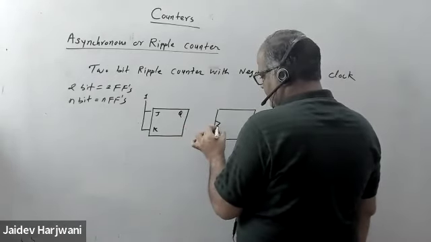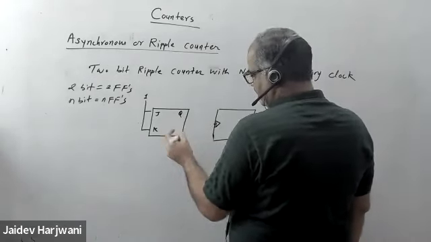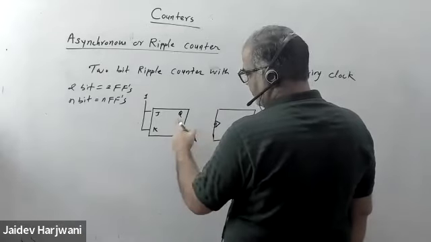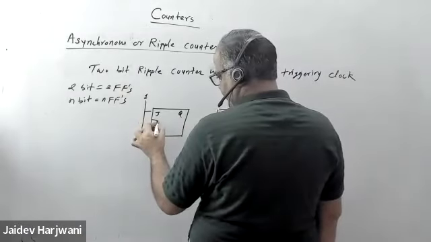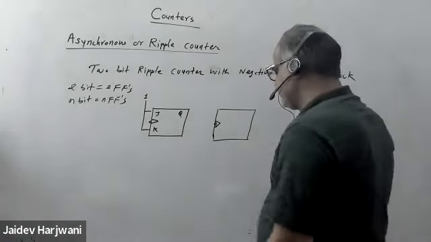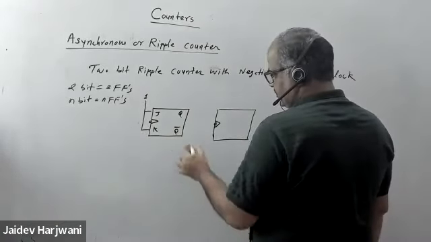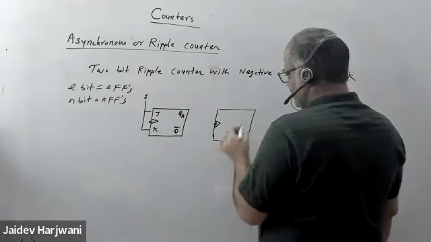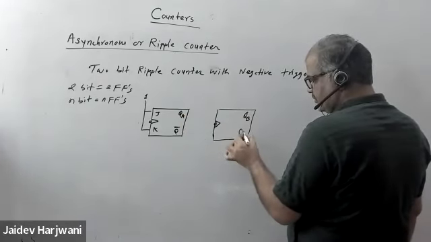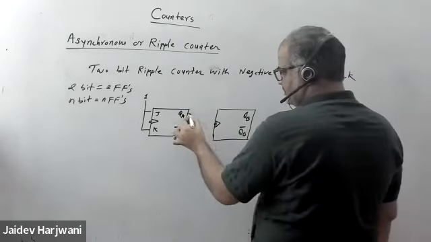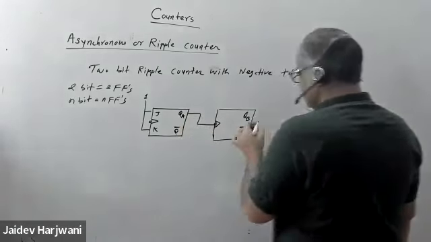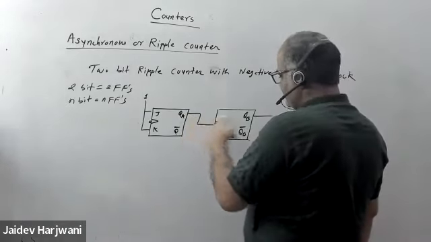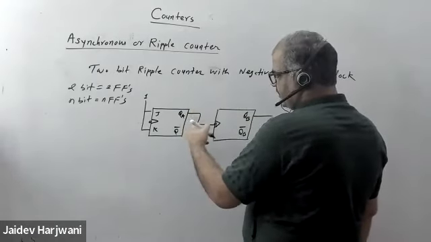This is the negative triggering clock. So for this one, the clock will be this one, and for this one you also have a clock, and you have Q bar. Say this is your QA, and this is your QB, and this is your QB bar. This will be connected to this one, and you get output like this. Here you will take the digit QA, here the digit QB.